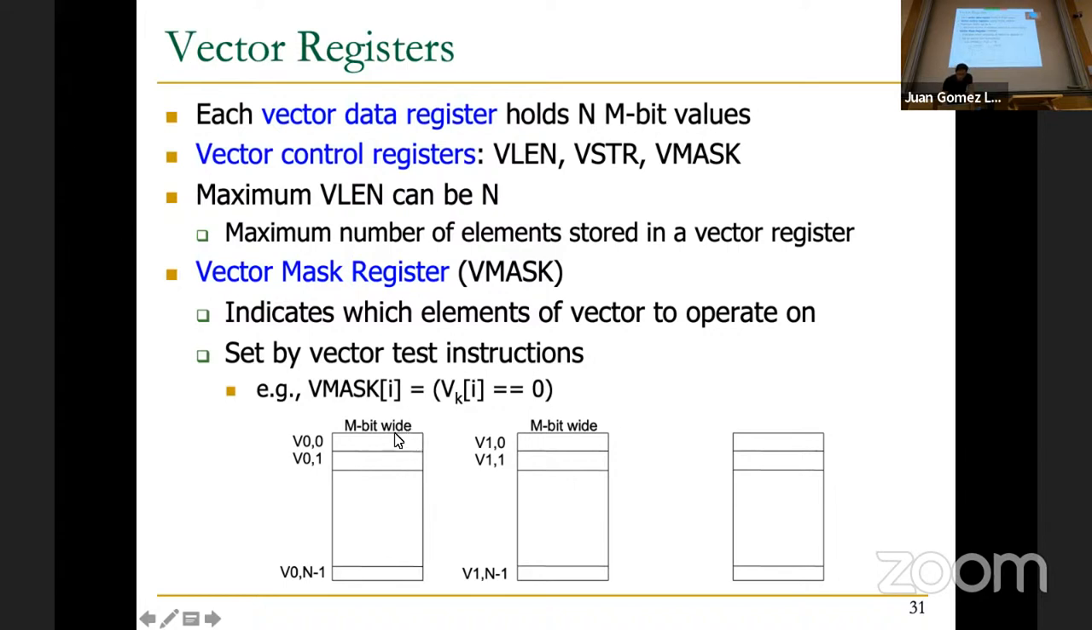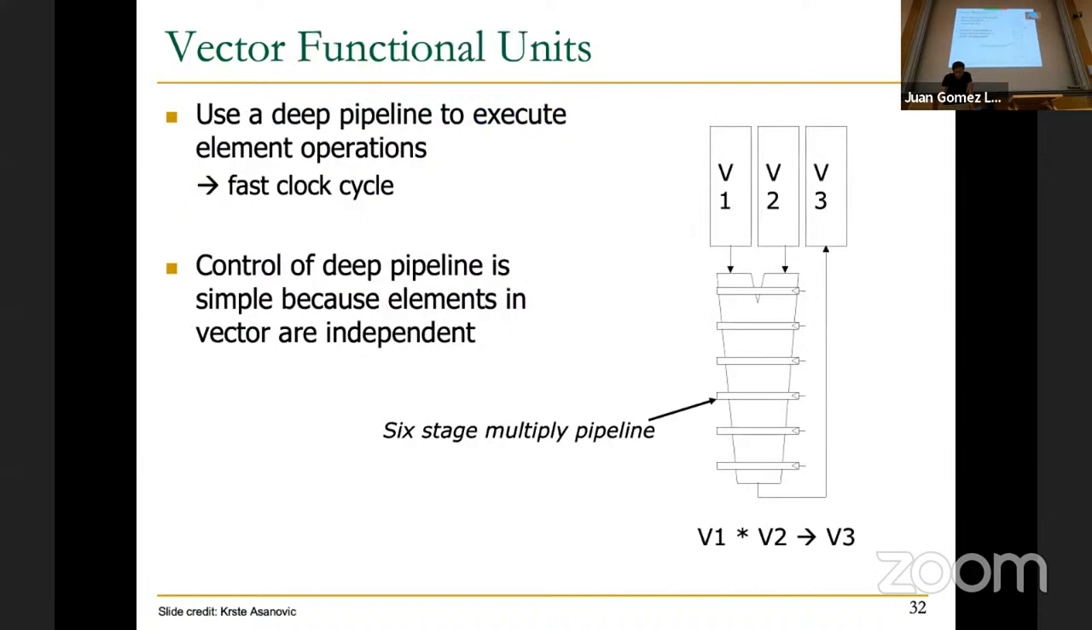So for example, if the vector mask is zero for element zero in V0 and V1, then I don't do anything. If the bit in the vector mask is one, then I will perform the operation, for example, the addition. We are going to see more examples about this soon.